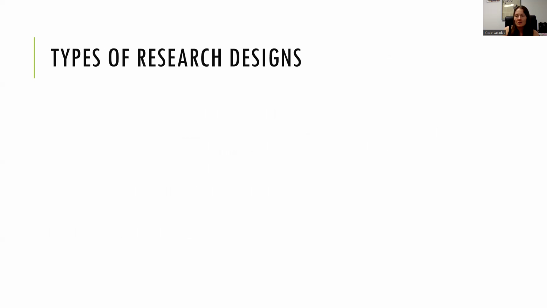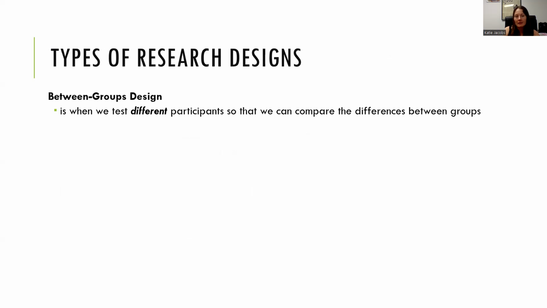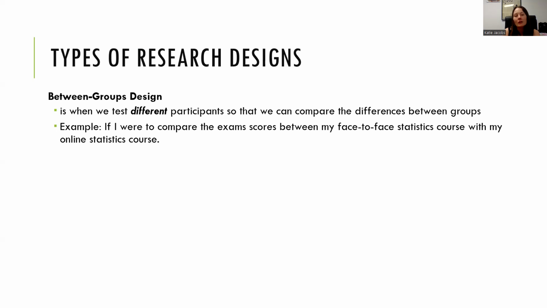Okay, so we are going to go ahead and review those basic types of research design again, because it has been a little while. A between group design is when we test different participants in each of the groups so that we can compare the differences between those groups. So for example, if I want to compare the exam scores between my face-to-face statistics course with my online statistics course, I would be looking at the significant differences between two groups that are made up of different participants.